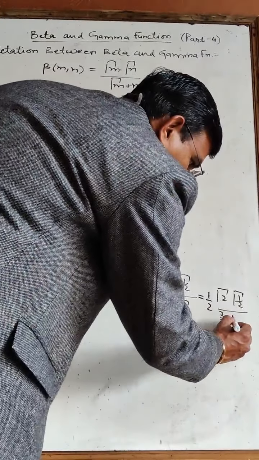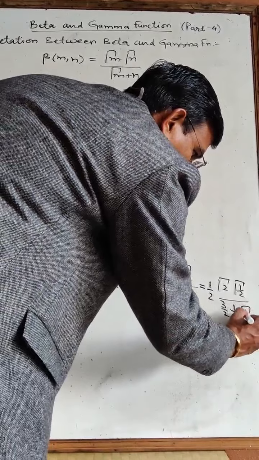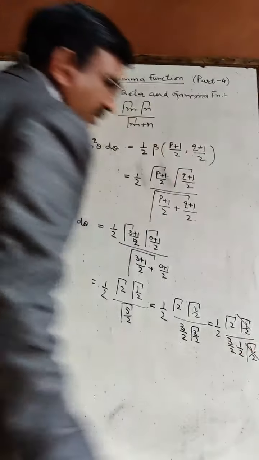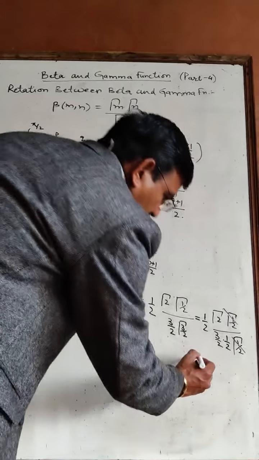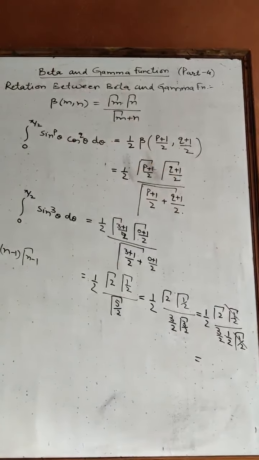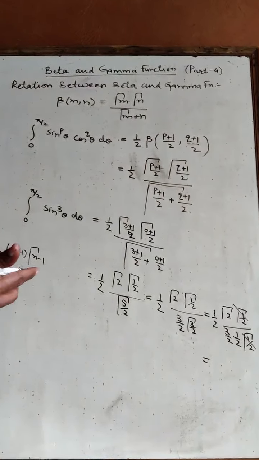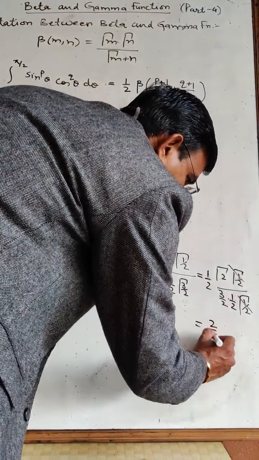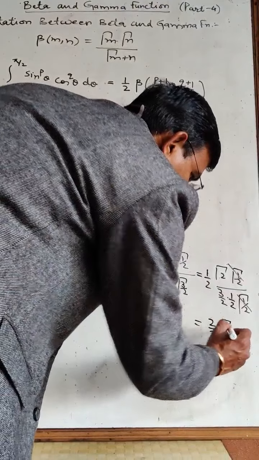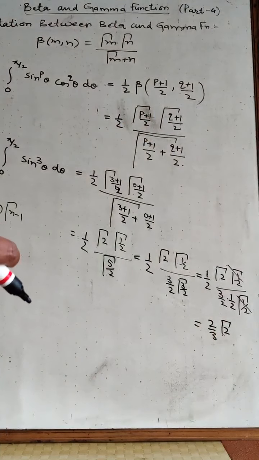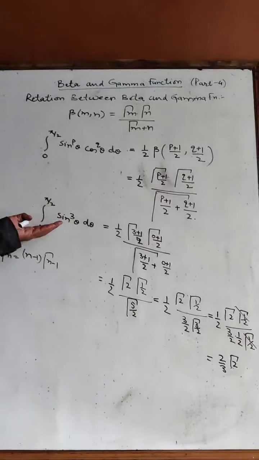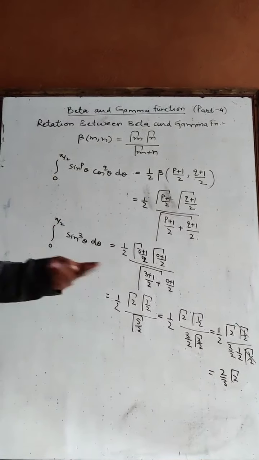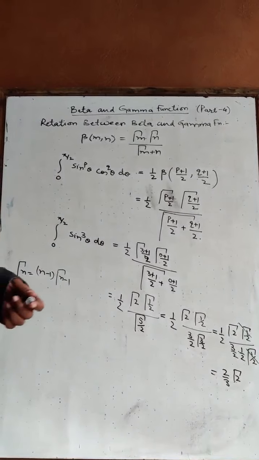It would be 1 by 2 gamma of 1 by 2, and gamma of 1 by 2 will be cancelled out and we will be left with, if we solve here, 2 by 3 gamma of 2. So in this way we can solve so many integrals of this form using the concept of gamma function.